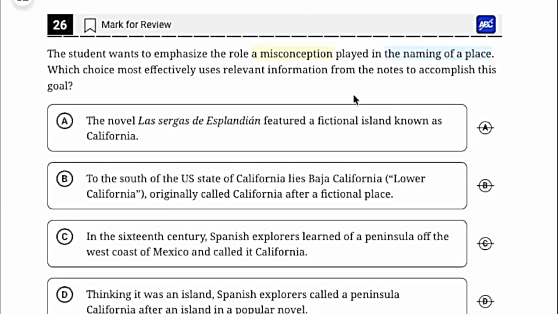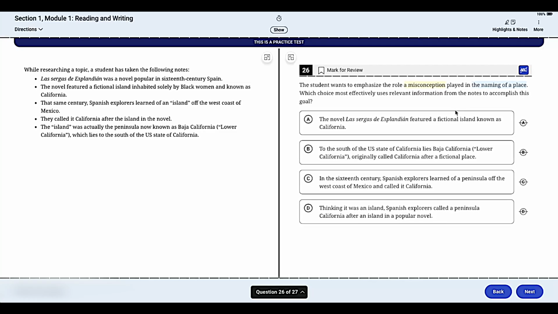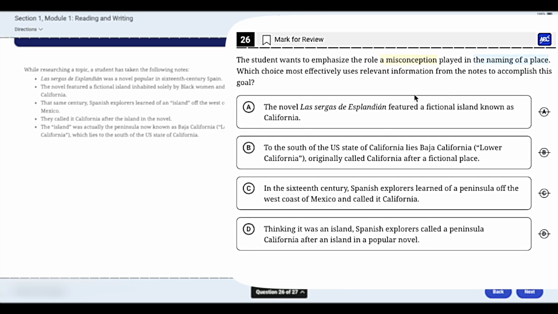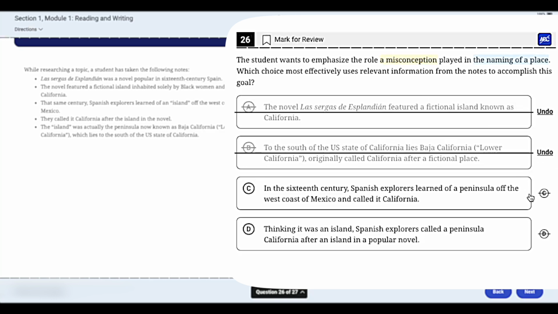I just go through and I ask myself, does it accomplish this goal or not? The novel Las Sergas de Esplandián featured a fictional island, that has nothing to do with the naming of a place, so that's out. To the south lies Baja, originally called California after a fictional place. So it talks about the naming of a place, kinda, but it doesn't talk about a misconception, so that's out. In the 16th century, Spanish explorers learned of a peninsula off the west coast and called it California. So again, this talks about naming a place, but it doesn't say anything about a misconception, so that's out.